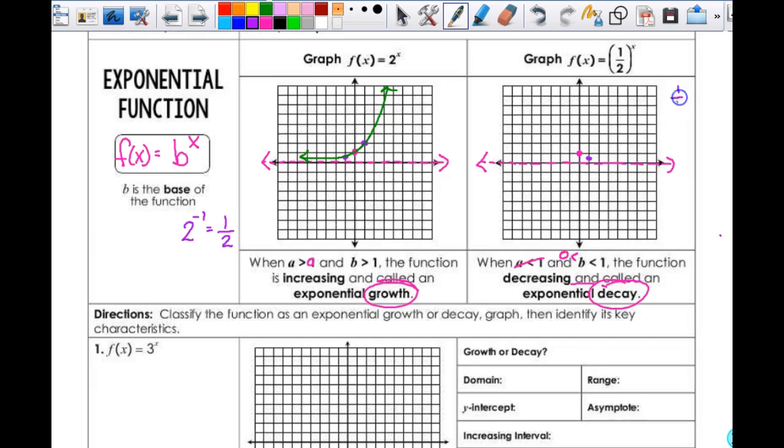What about 1/2 to the negative 1 power? What's that going to be? 2, because it's the reciprocal, right? So when I'm at negative 1, my y value is 2. So this decay formula, or this decay graph, looks something like this.